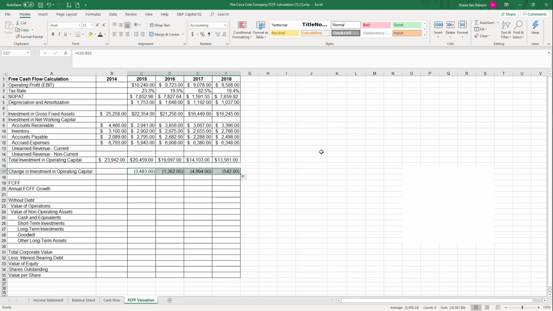What it does in the meantime, though, is it actually increases the free cash flows to the firm, because this is cash coming back to the investors from the company, reducing their investment in the firm. So the free cash flows to the firm in this case are going to be equal to NOPAT plus depreciation and amortization minus the change in investment in operating capital. And because that's a negative number in this case, it actually results in an increase in the free cash flow to the firm. So pull that out there, and then we can calculate the annual growth.